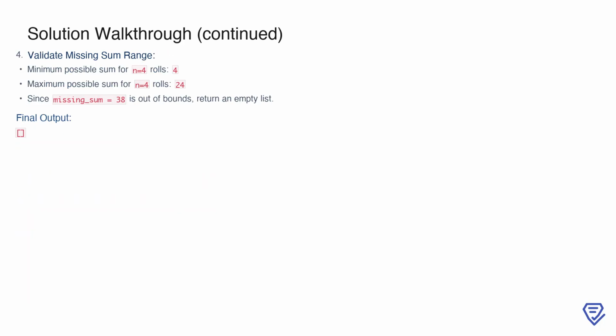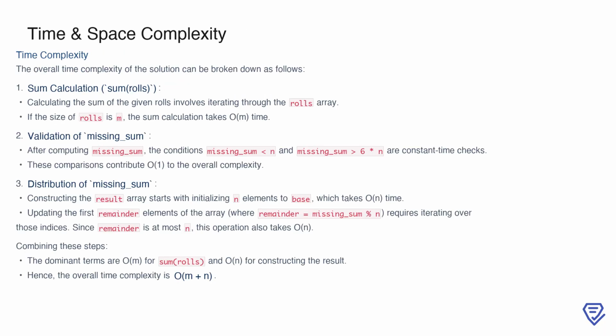Now, we verify if the missing sum of 38 is feasible. The smallest possible sum for 4 roles is 4, and the largest is 24. Since 38 exceeds this range, it is not possible to distribute the missing sum across 4 roles while maintaining the constraints. Therefore, the output for this case is an empty list, indicating that it's not possible to find valid missing roles. Here, we analyze the time complexity of our solution step by step.